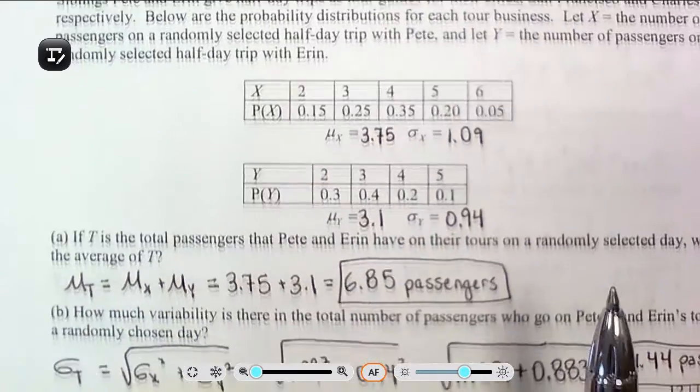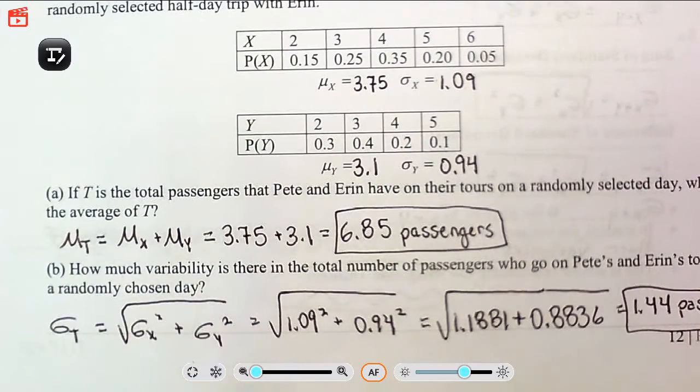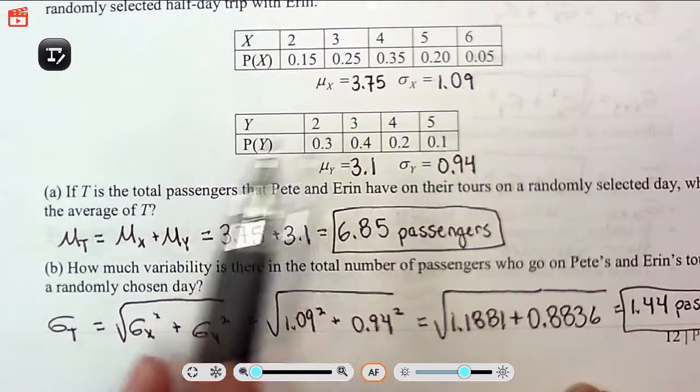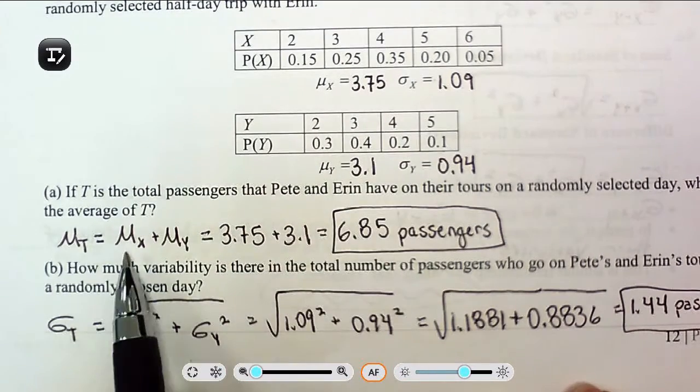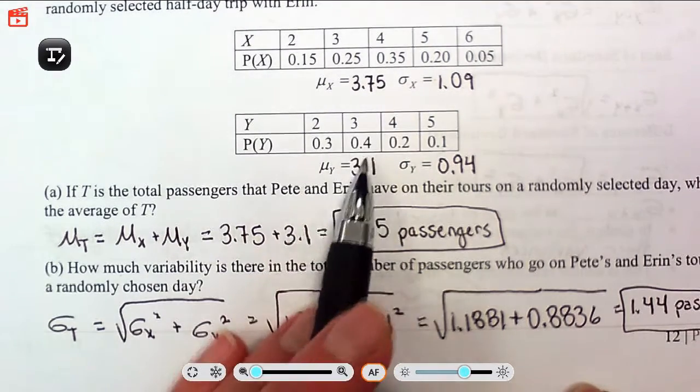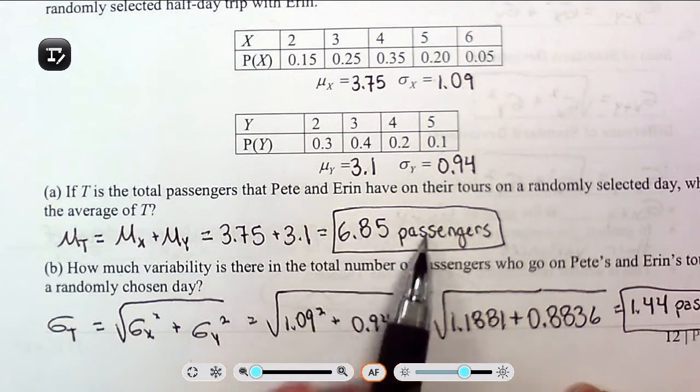It's important to first consider that these are independent random variables because they're in different parts of the country. And so we assume that there's different weathers, and that if one can tour, the other can or can't tour based on their own weather. So we consider them independent random variables. Then we can add their means, and we get 6.85 passengers.